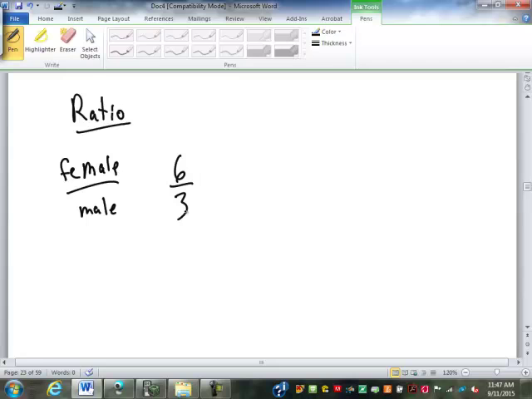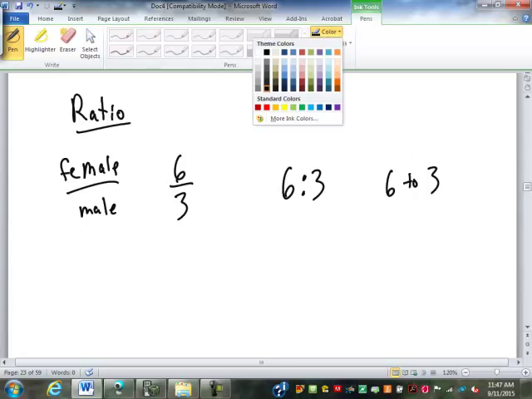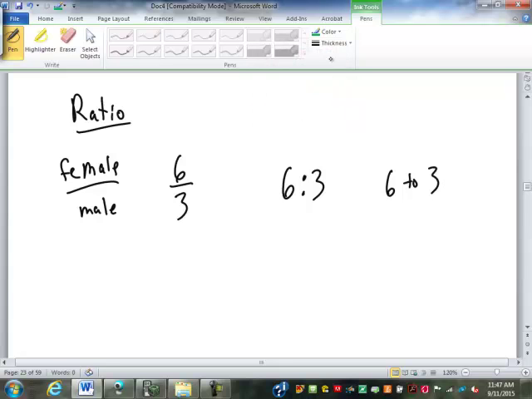I could write it as a fraction, 6 over 3. I could write it with a colon, 6 to 3, like that. Or I could even write it with the word to in it, 6 to 3. And there are some other less common notations out there we could use. This one's pretty common. This one is very common when we're going to do any calculations with it. Using that fraction notation allows us to do a lot of stuff with it that we would do with a fraction. For example, both 6 and 3 can be divided by 3.